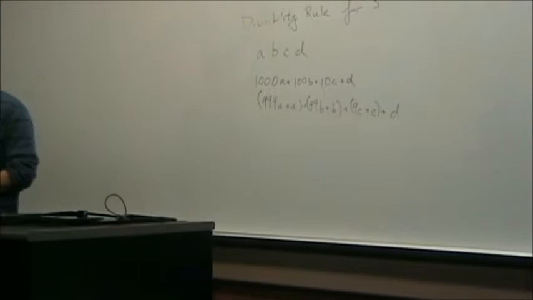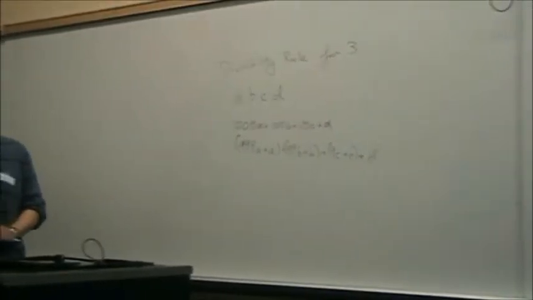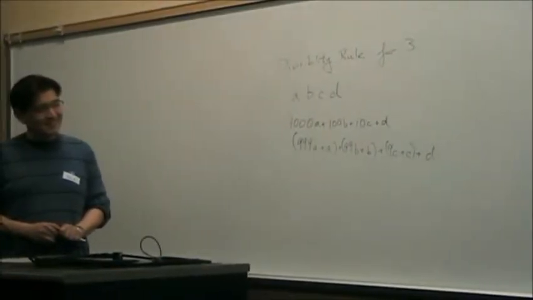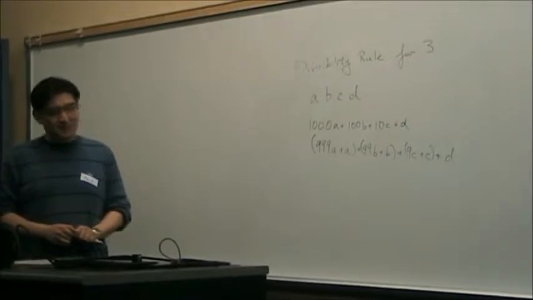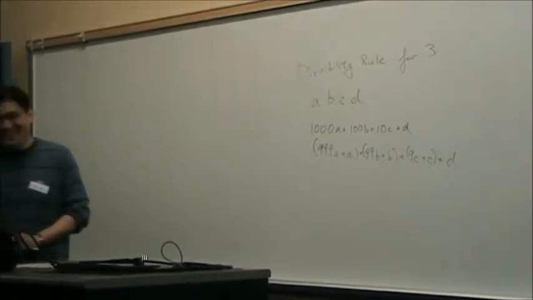Since 999 is divisible by 3, all the stuff with the 9s goes out, and you just are left with A plus B plus C plus D. Clearly he has seen this many times.